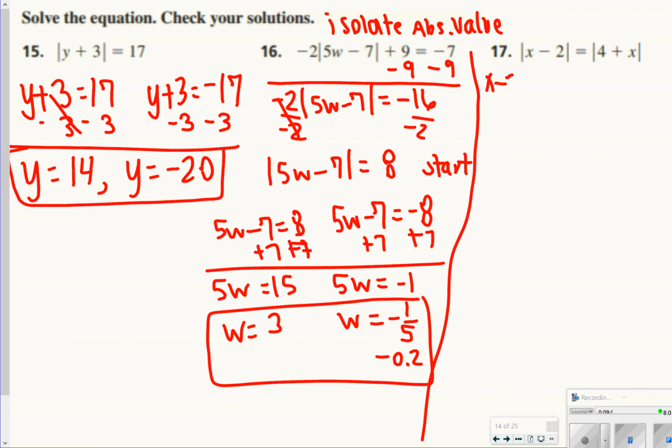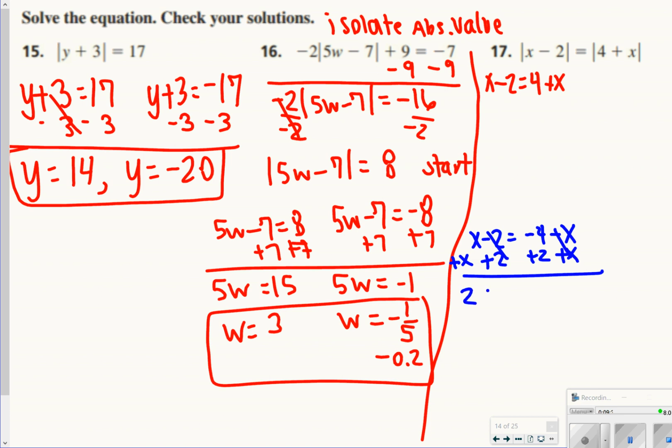So we have x minus 2 is equal to 4 plus x. And then I'm going to do the other one in another color. I'm going to do this one down here. x minus 2 is equal to negative 4 minus x. So you have to put everything as its opposite. I'm going to go ahead and solve the blue one since I'm using my blue pen. Add 2 to both sides, add x to both sides. So I get 2x is equal to negative 2. I get x is equal to negative 1 when I solve for number 17.